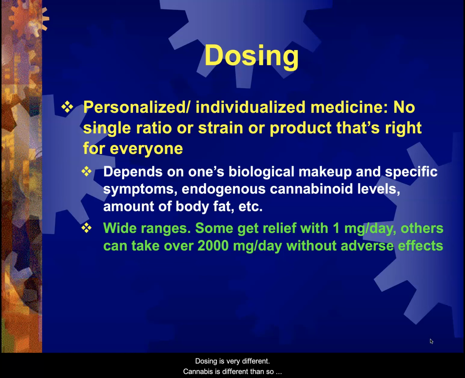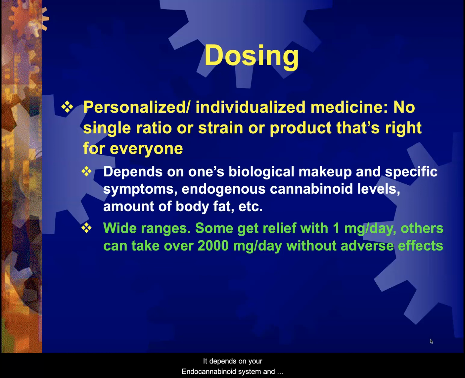Dosing is, again, very different. Cannabis is different in so many ways. It's much more personalized and individualized for cannabis. There isn't one single ratio or strain or product that's right for everybody. Xanax, they say, here, take your 0.5 milligrams of Xanax, which they shouldn't do because not everybody responds the same to that as well. But cannabis, more than many other drugs, it really is very individual.